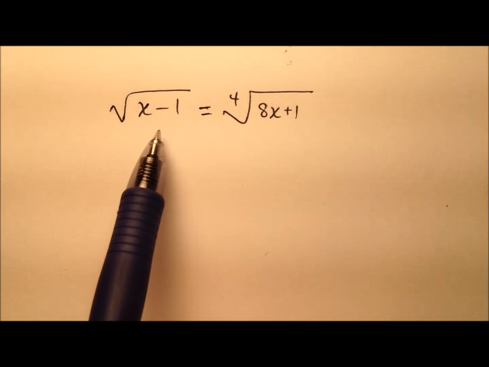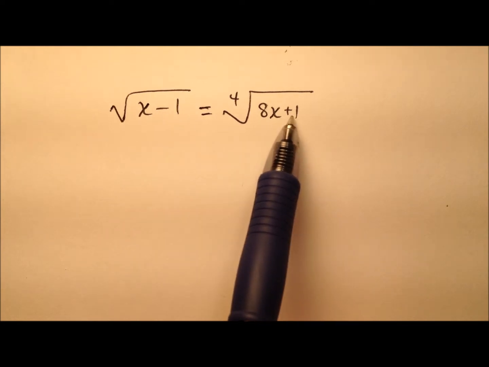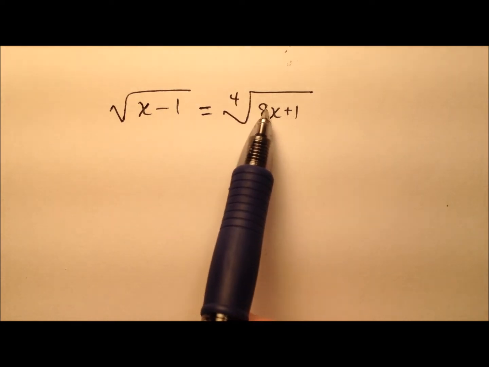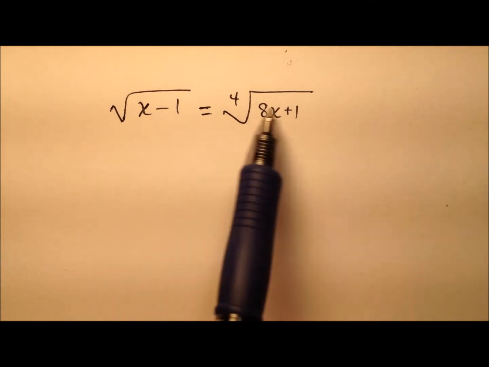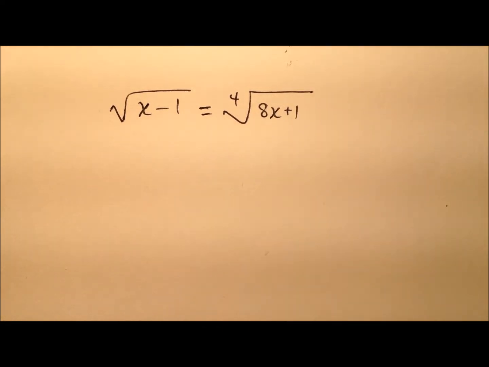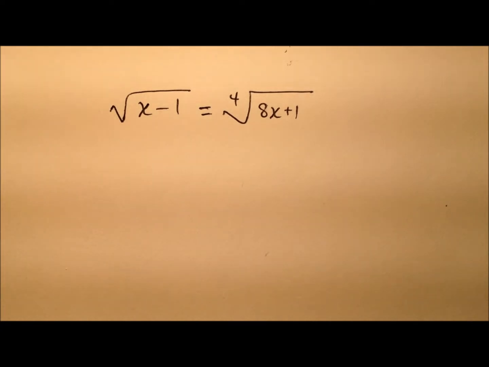Alright, so looking at this initially, we have the square root of x minus 1 on the left side, and we have the fourth root of 8x plus 1 over here on the right side. What's nice about this equation is that there are no terms outside of the radical expressions. So that'll make our lives a little easier.